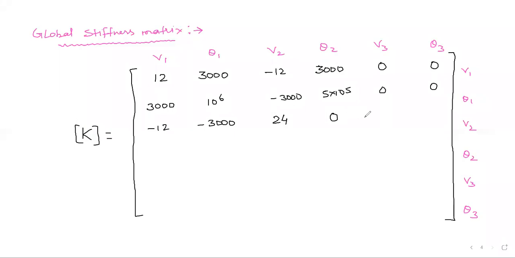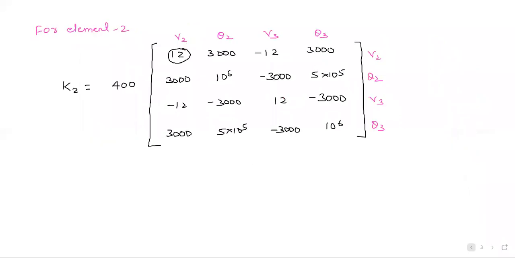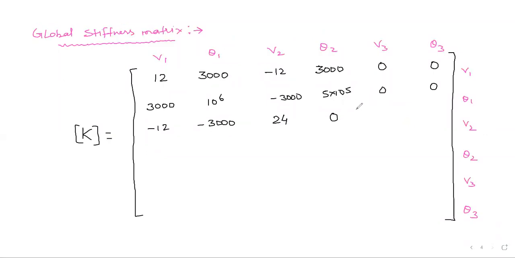Next term is V3 V2, minus 12. So directly we can write minus 12.